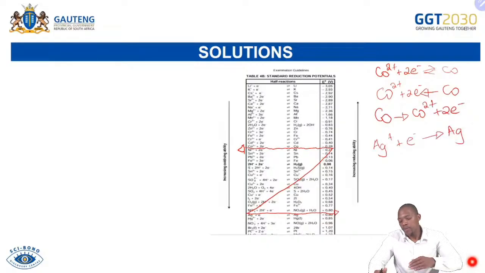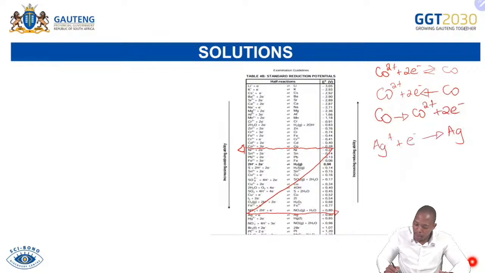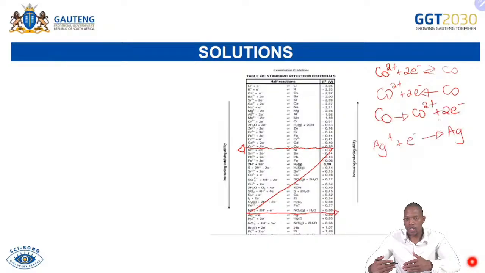I hope you noticed something here. The Co lost 2 electrons, but Ag gains 1 electron. So for us to write the net ionic reaction, even though I'm going to project the solutions, we must balance here. I quickly want to explain this for you, grade 12, before I project the solution and go over them with you. It is important that we must balance.